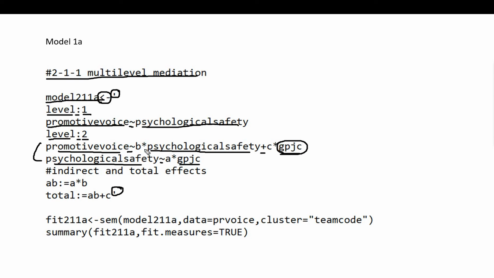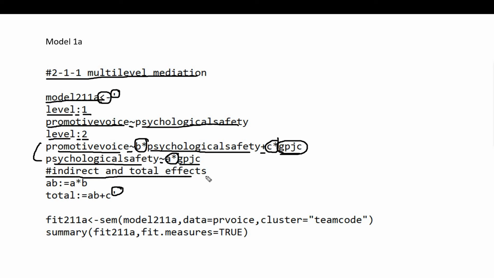And so that's how we're relating the variables at level 2. You'll also see that we have an A star for group procedural justice, B star psychological safety, and C star for the group procedural justice variable. And the A, B, and C are basically labeling the paths for those predictive relationships. And we use those labels to calculate the indirect and total effects.